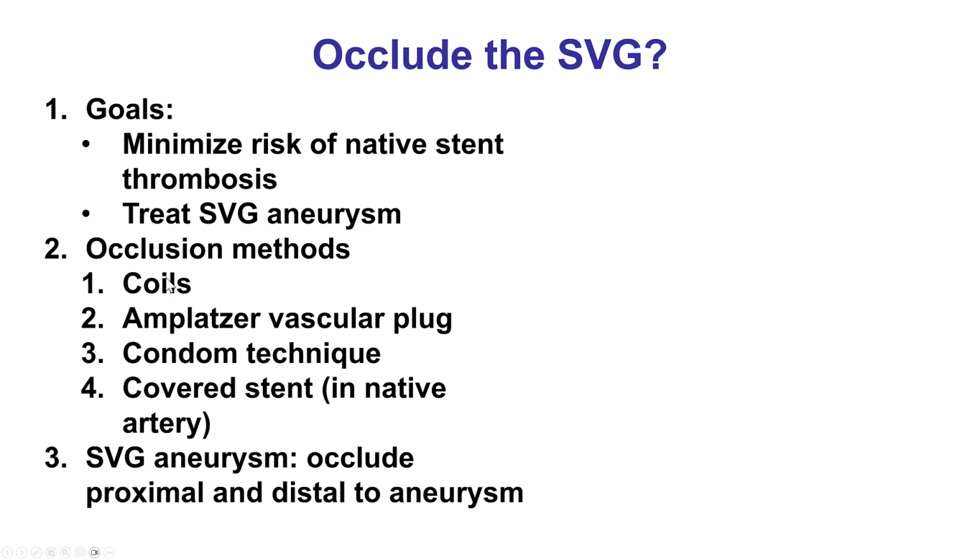How to close it? The most common are coils and Amplatzer vascular plugs, but the Condom technique, which is a balloon fragment with a stent, can be used, and also a covered stent can be placed in the native coronary artery.